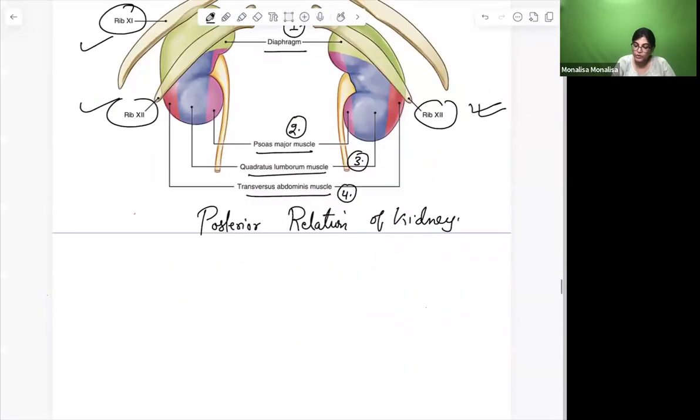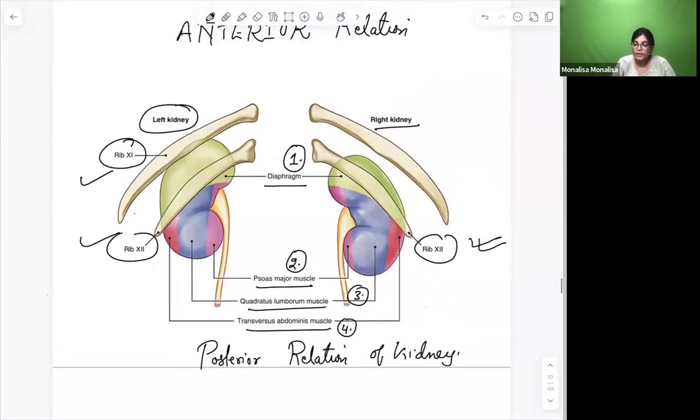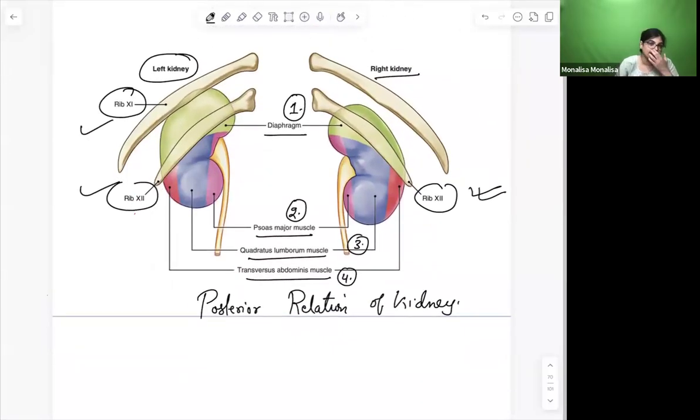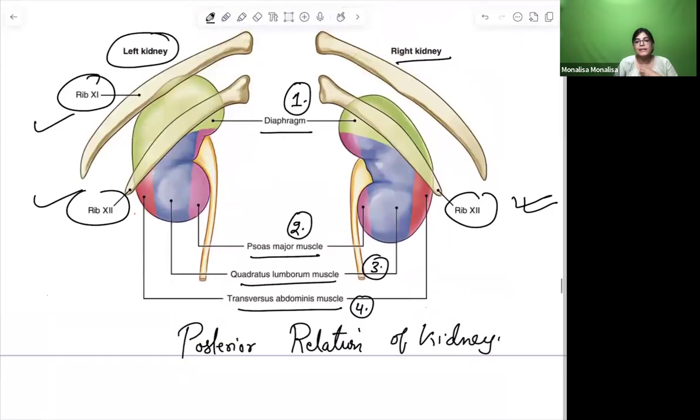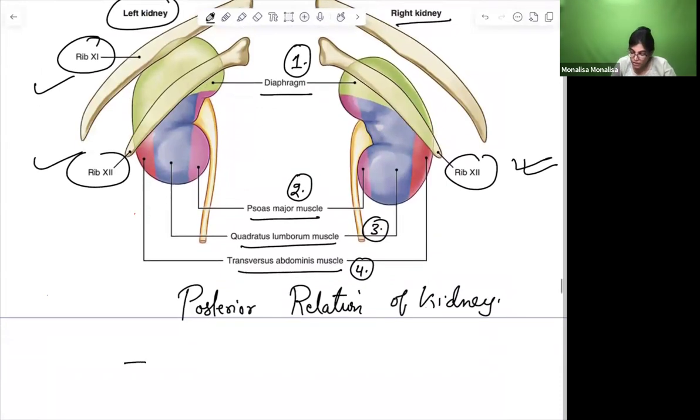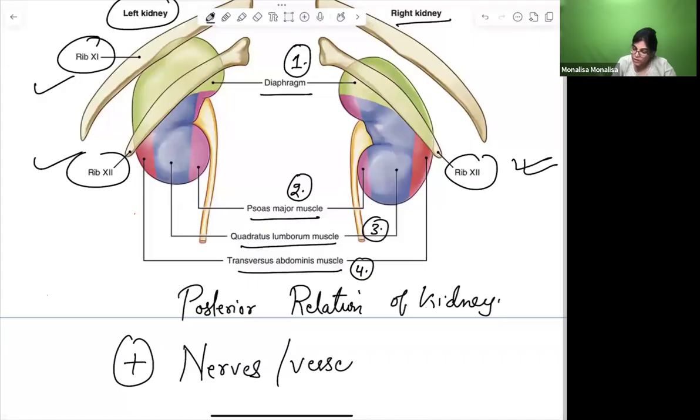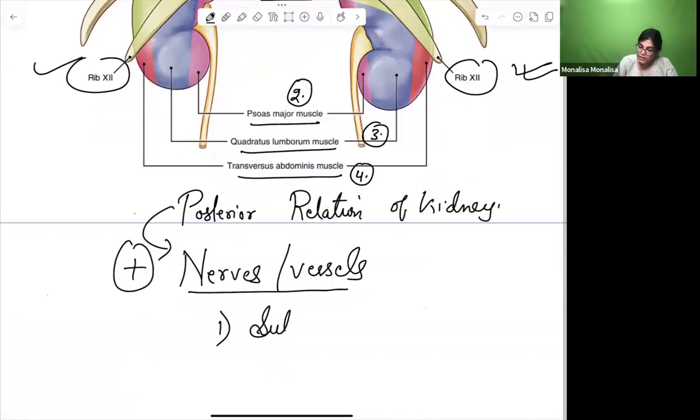So it is important for you to understand that in case of posterior relation of the kidney, the liver lies on the right side. So the right kidney will be slightly lower than the left. So right will be related with just the 12th rib, but left will be related with 11th and 12th ribs, and it is also related with nerves and vessels. Posteriorly, what is that? That is subcostal nerves and vessels.